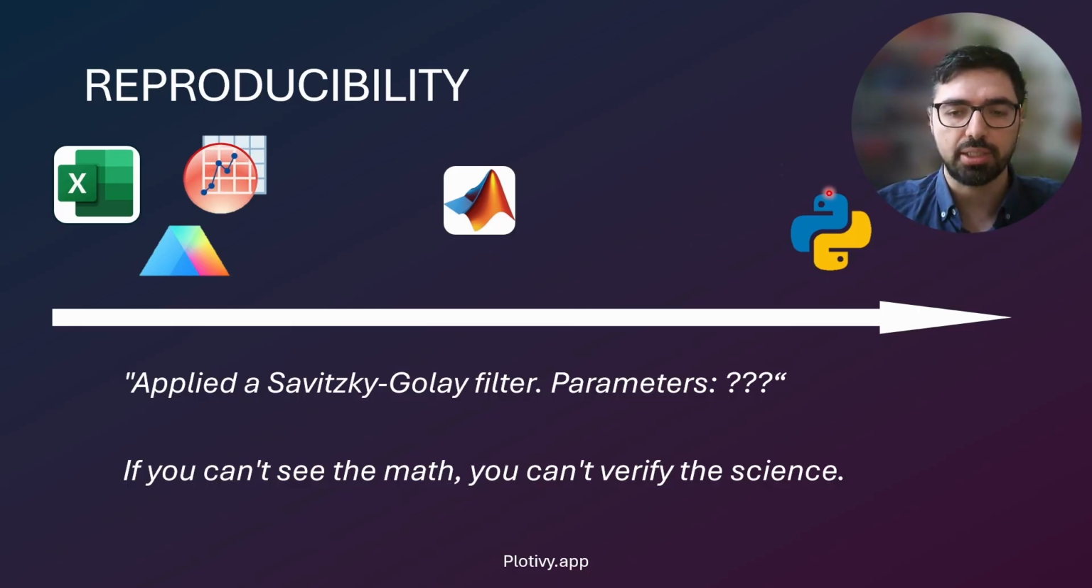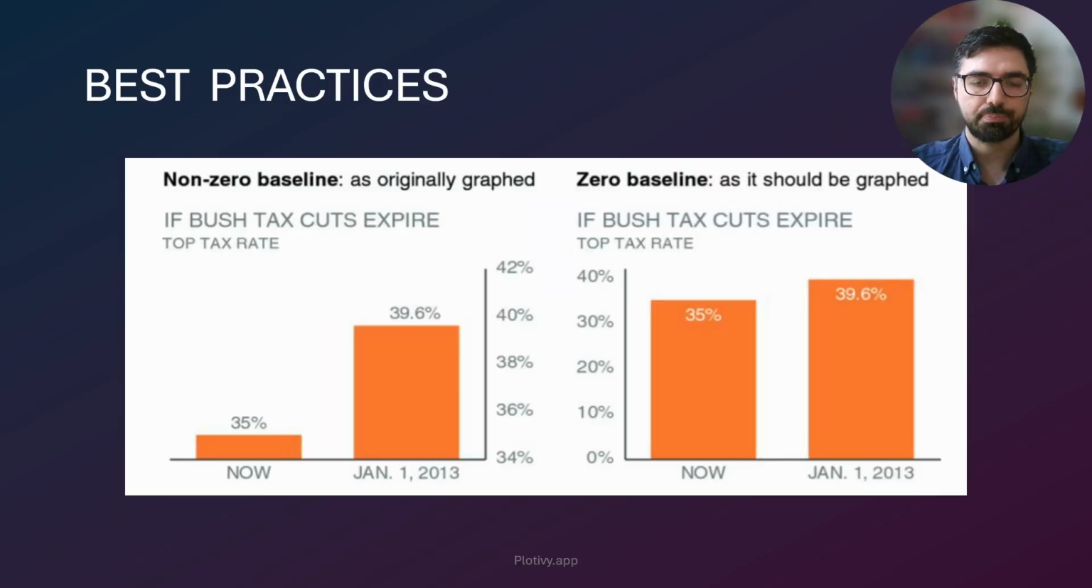And Python, at the other end, is free, is accessible to everyone, and is used by many researchers across the world, and it solves this problem because the code itself is the documentation. Every parameter, every transformation is written there and runs the same way every time.